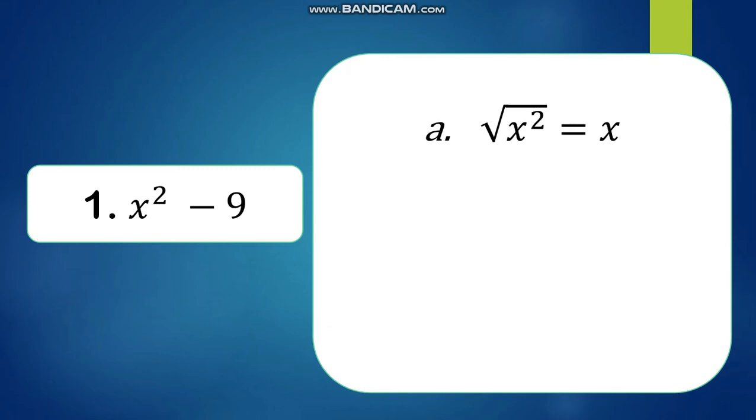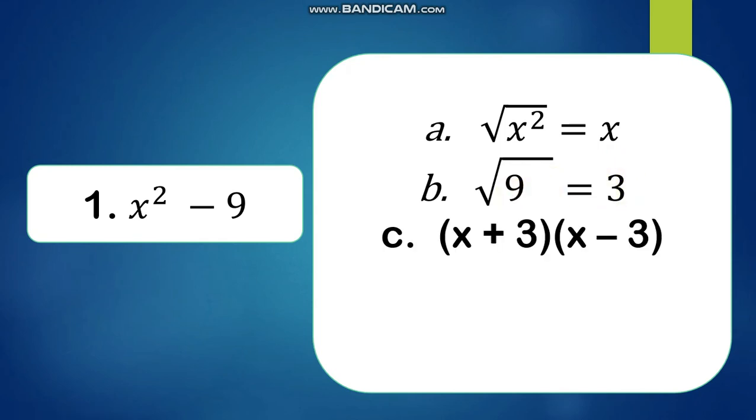Step 1. Find the square root of the first term. Our first term is x squared, so the square root of x squared is x. To check, x times x is x squared. Step 2. Find the square root of the second term. And the square root of 9 is 3, because 3 times 3 is 9.